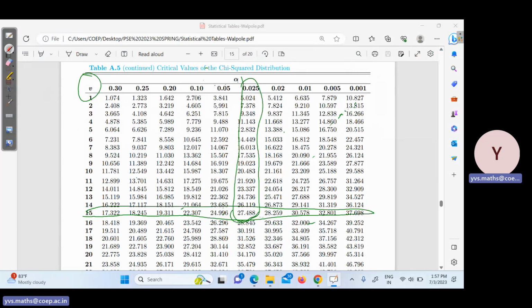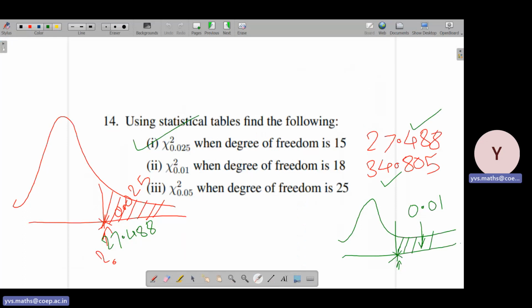So what's the intersection? It is 27.488. So what does it mean? For a 27.488 value of chi-square, the area after that value is 0.025.